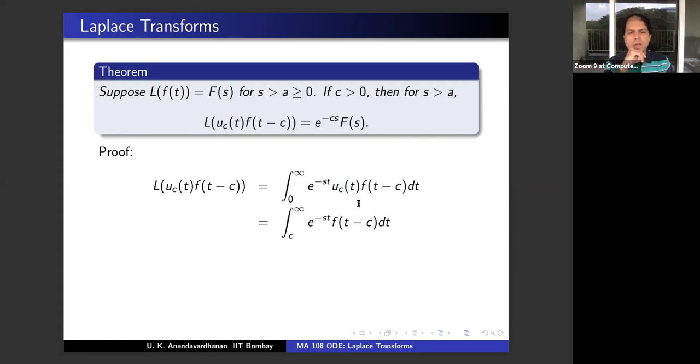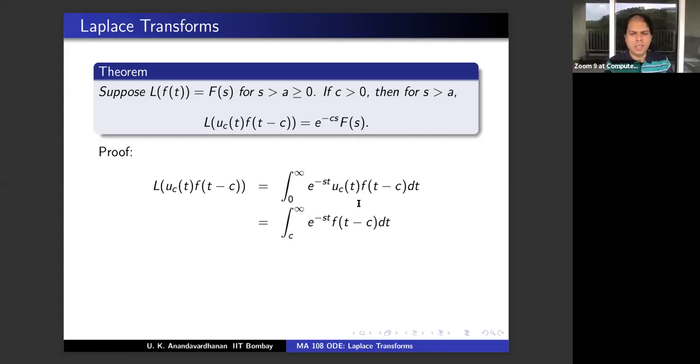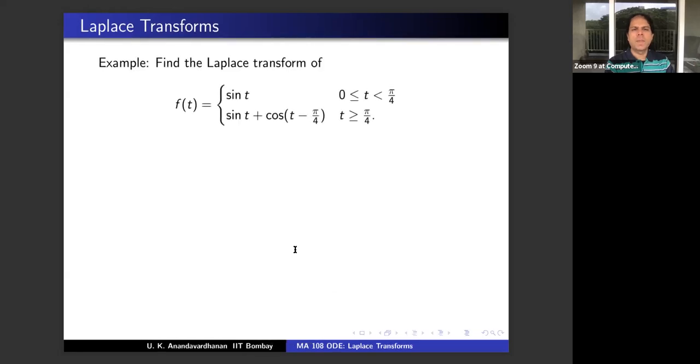One obvious step is substitution. Put something equal to t minus c and make the change. So I call t minus c to be u, dt is du, and t is u plus c. When t equals c, u equals 0, and when t equals infinity, u equals infinity. So you got this. And out of this, e power minus cs comes out, since it has nothing to do with the integrating variable. What remains is the integral from 0 to infinity of e power minus su f(u) du. That's exactly the Laplace transform. Okay, so you have proved this. So this also will be useful. Example, find the Laplace transform of this function.